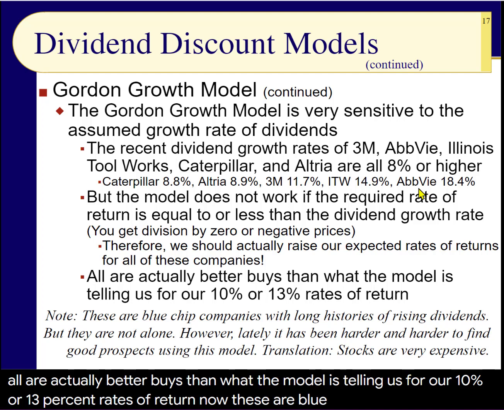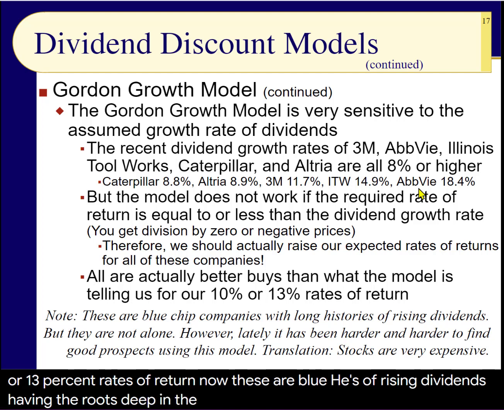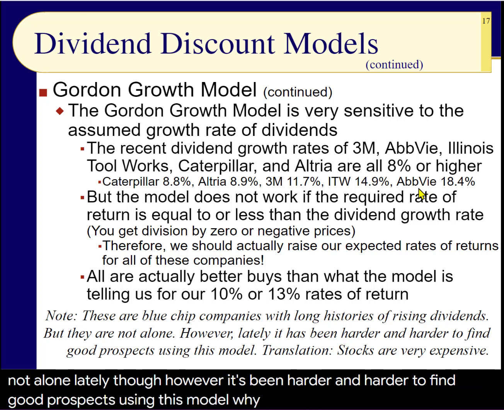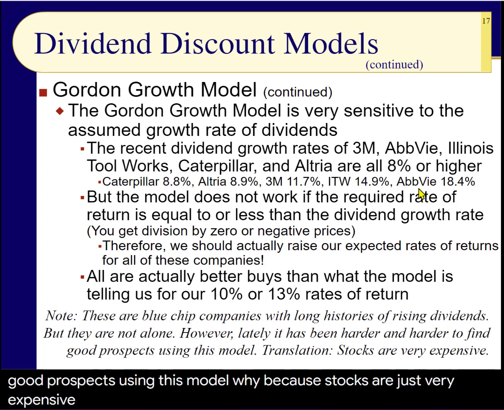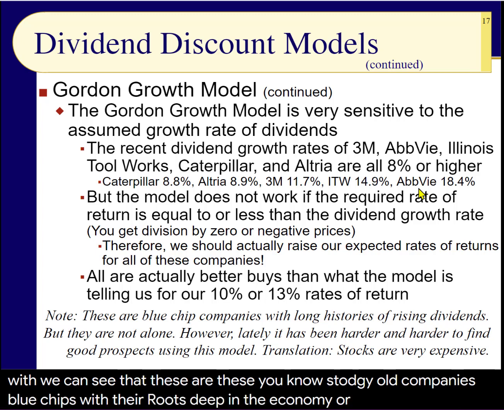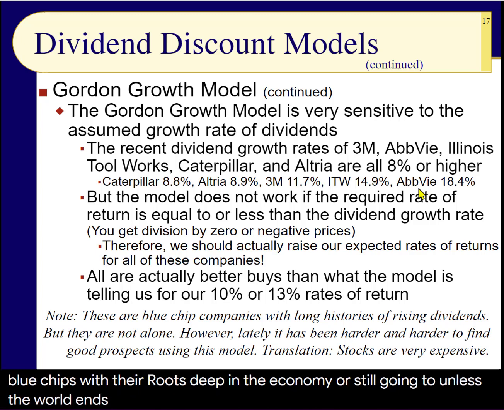Now note, these are blue chip companies with long histories of rising dividends, having their roots deep in the economy, but they are not alone. Lately, however, it's been harder and harder to find good prospects using this model. Why? Because stocks are just very expensive. But even with the very expensive stocks that we're dealing with, we can see that these stodgy old companies, the blue chips with their roots deep in the economy, are still going to, unless the world ends, make us wealthy slowly.